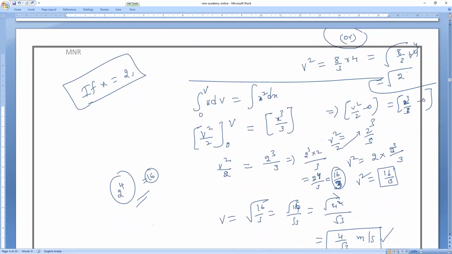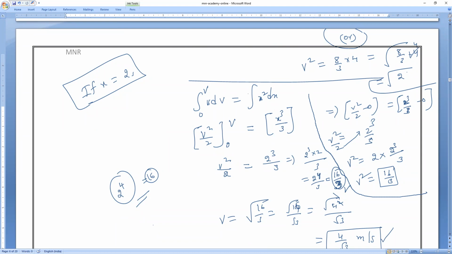So use the alternative method, which is easy for you. You don't need to solve this also for the alternative method. Directly you can go. So normally v square equals to 16 by 3 is coming. So without that also, have you got the 16 by 3? Have you checked it? Yes, sir.